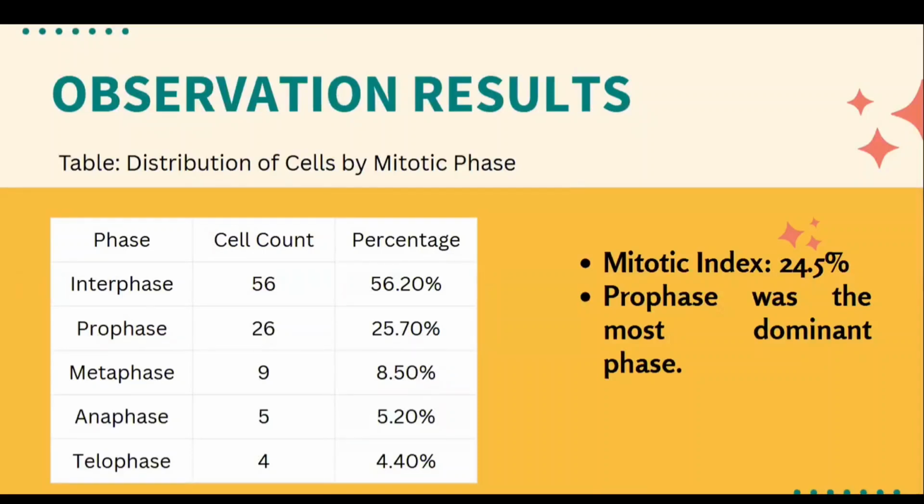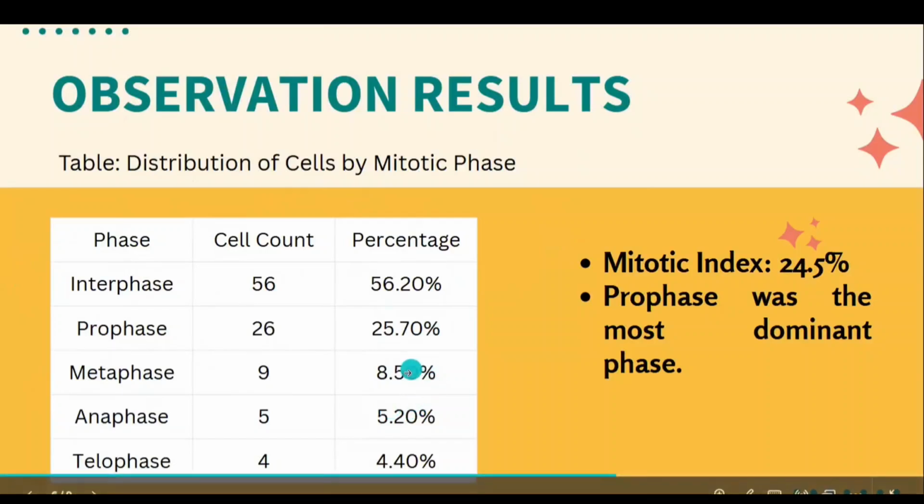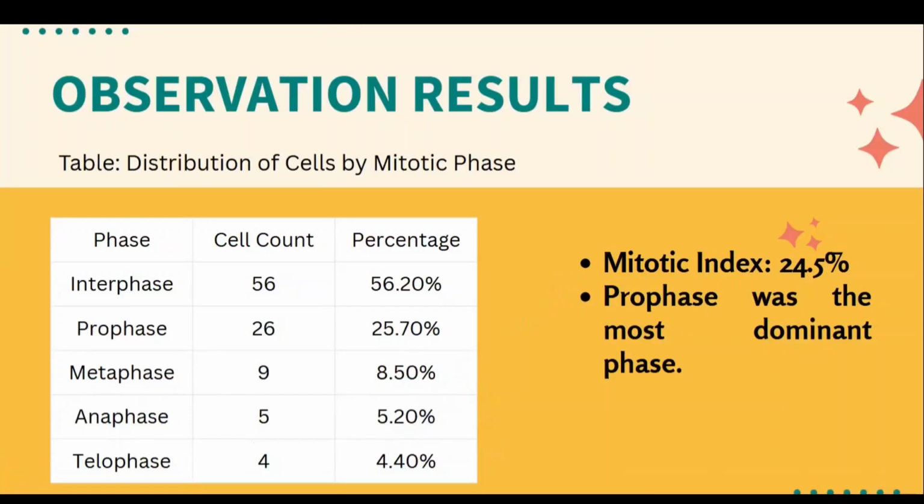This is the observation result, a table of the distribution of cells by mitotic phase. Interphase, the percentage was 56.2%, prophase 25.7%, metaphase 8.5%, anaphase 5.2%, telophase 4.4%. The mitotic index was calculated at 24.5%, which indicates that the root tissues were actively dividing.